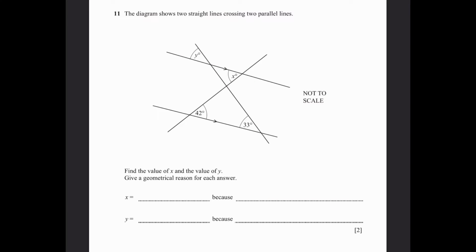The diagram shows two straight lines crossing two parallel lines. Find the value of x and the value of y. Give a geometric reason for each answer. These are two parallel lines and there's 42 degrees. So x is also 42 degrees because alternate angles are equal.